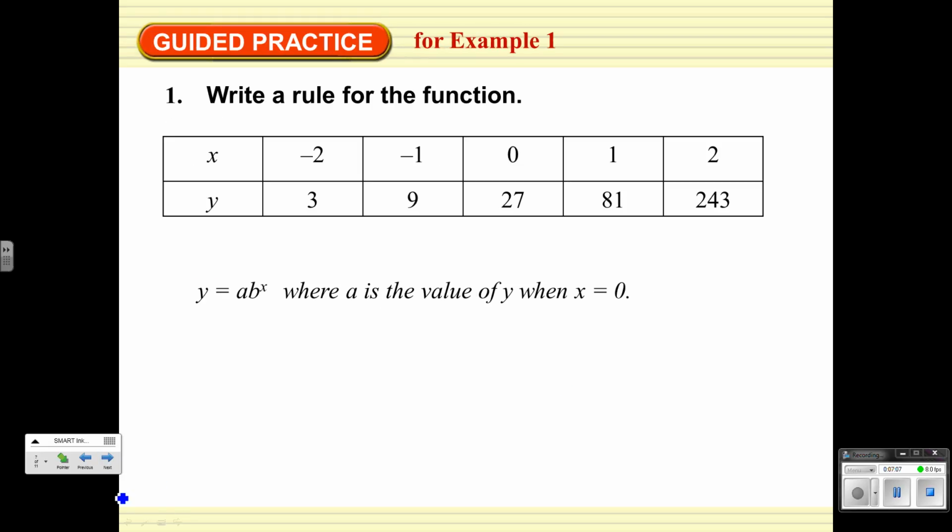All right, example 1, guided practice. So I want you to try to find the pattern. Remember, what you're multiplying by each time becomes your b, and a is what y equals when x is 0. So pause the video and try. Hopefully that's what you came up with.